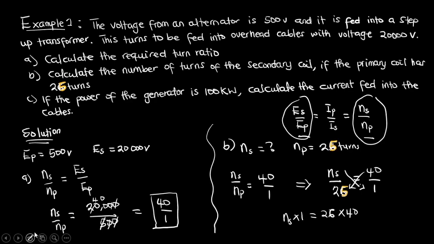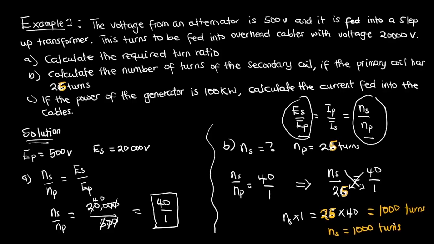So this side is going to be 25, okay, multiplied by 40, and then if we do that, it's going to give us 1,000 turns. Okay, so it means that the number of turns in the secondary side is 1,000 turns. Are you okay? So this is the answer for the B part.